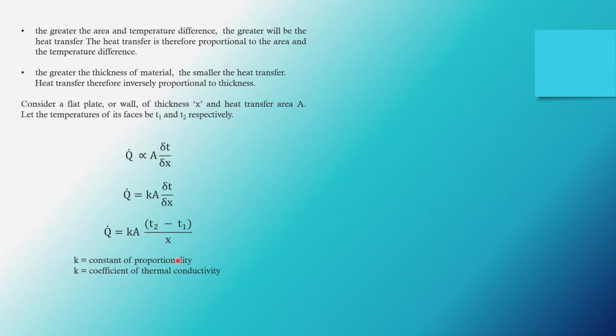So K is the constant of proportionality, and it is known as the coefficient of thermal conductivity. The K value varies with respect to the materials that we have. For example, gold and copper: definitely the coefficient of thermal conductivity for gold is higher than for copper or for steel. Therefore the heat transfer will be greater for any material having a higher value of coefficient of thermal conductivity.